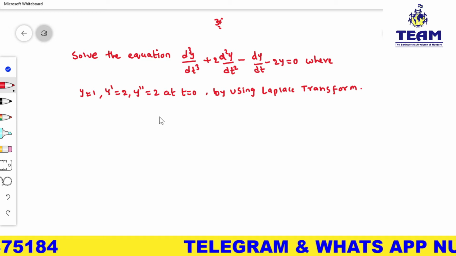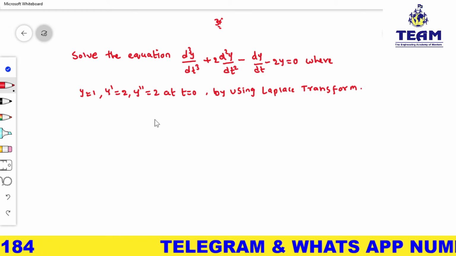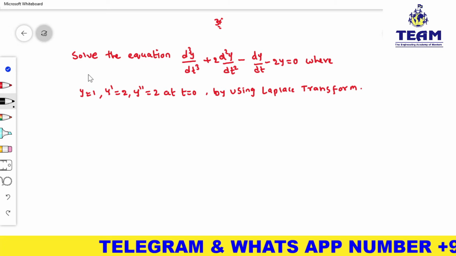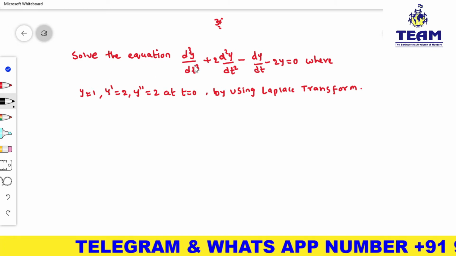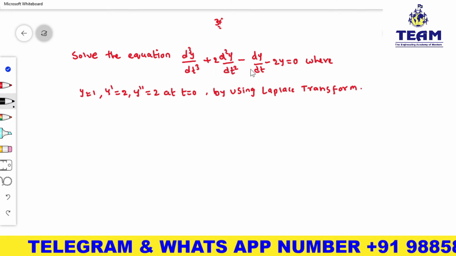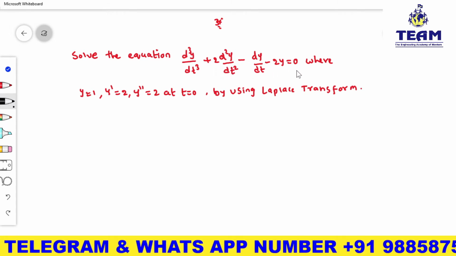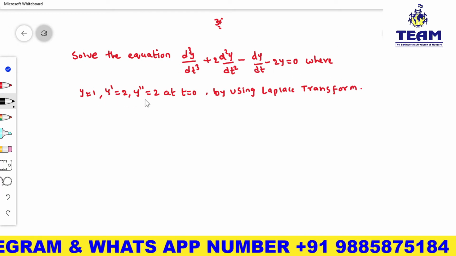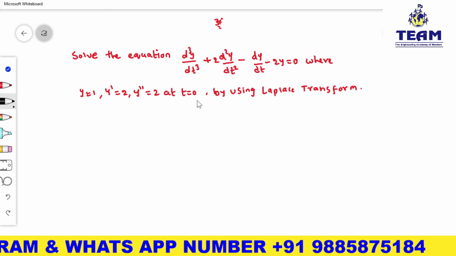Friends, in this video, we are solving a problem on application of Laplace transform to the differential equation. The given problem is: solve the equation d cube y by dt cube plus 2 times d square y by dt square minus dy by dt minus 2y is equal to 0, where y is equal to 1, y dash is equal to 2, y double dash is equal to 2 at t is equal to 0.